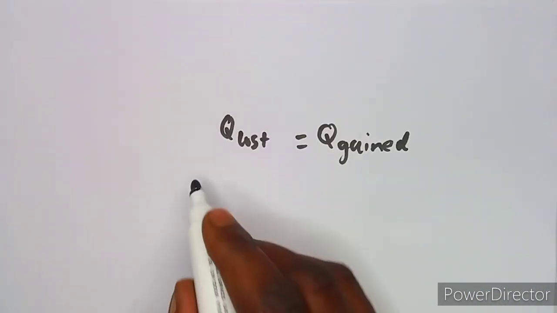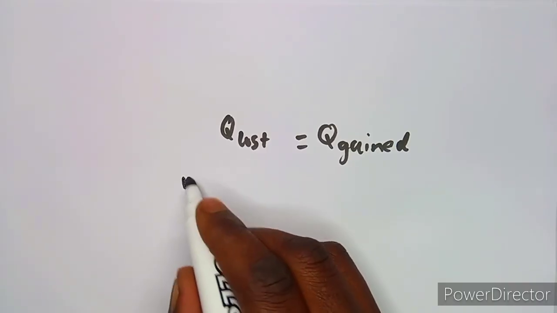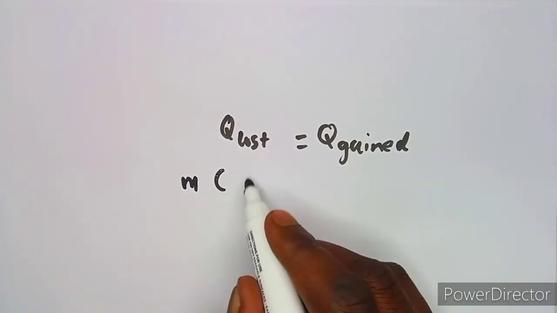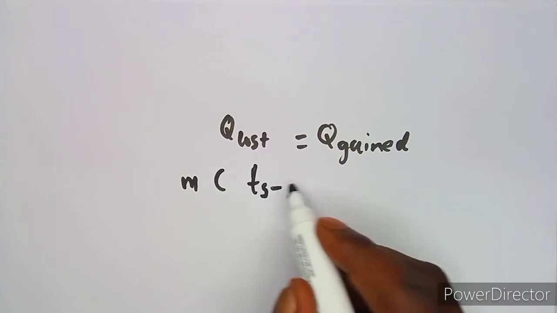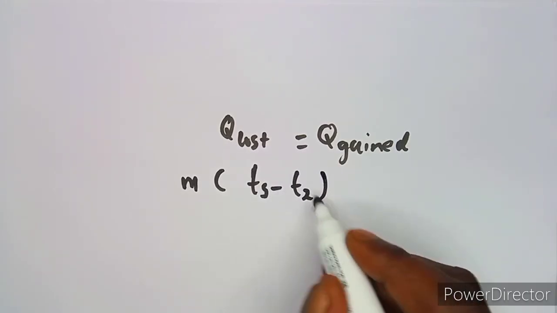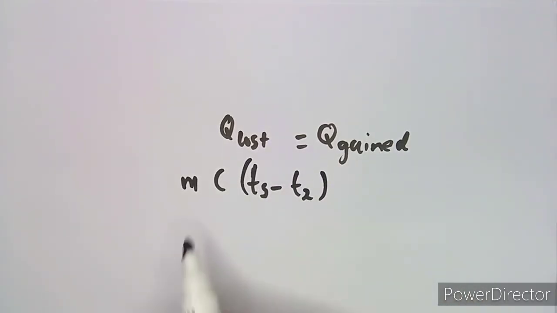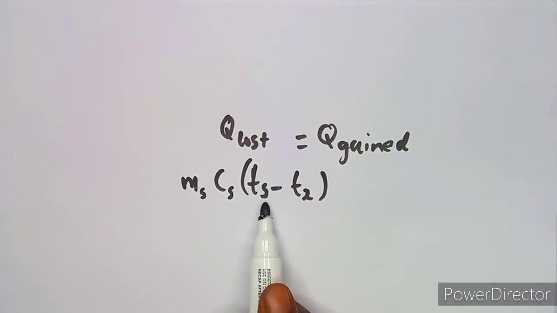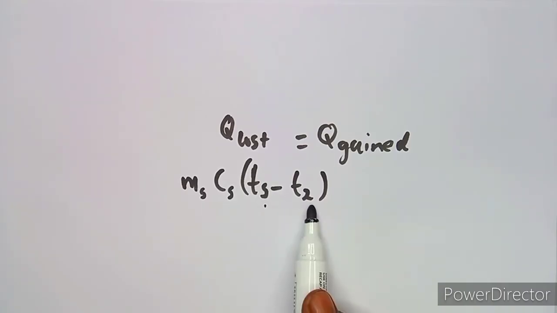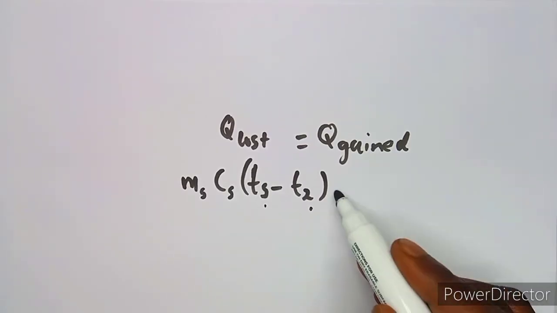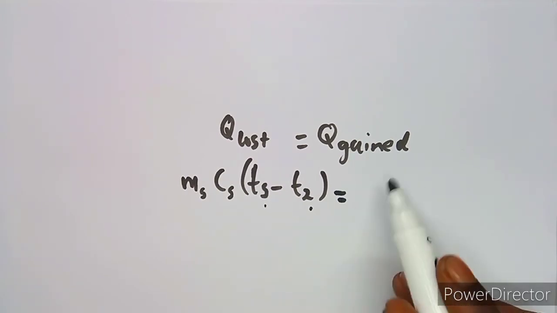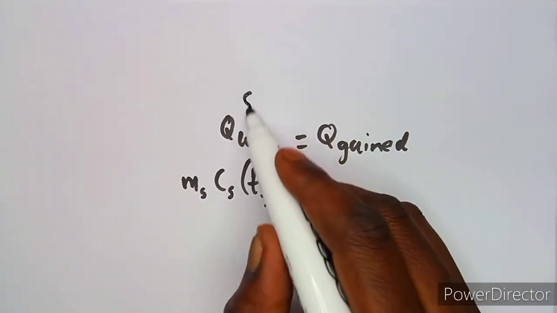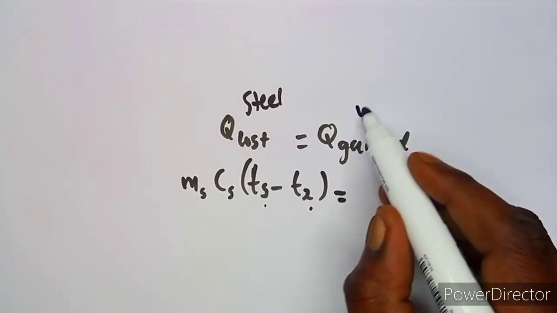Okay, so this is Q steel, which you know is mc(Ts minus T2), since there is a loss here. So this is mass of steel, specific heat capacity of steel, temperature of steel minus temperature of the final system, which is for water and steel. The one that is gained, so we say this is for steel and this is for water.